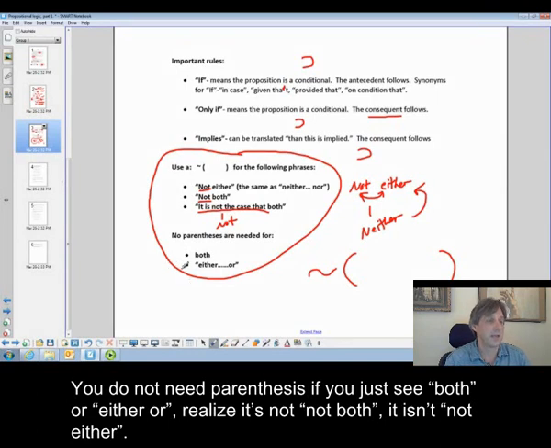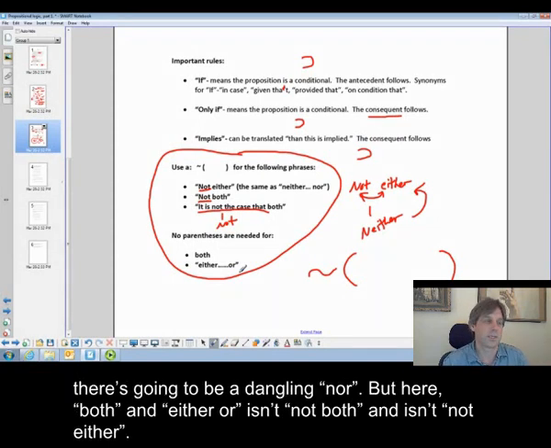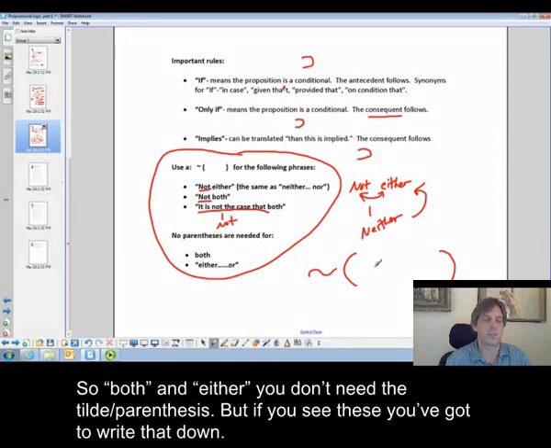It isn't not either. If it's just plain both or just plain either or, and remember with either there's going to be a dangling or, don't worry about that. With neither there's going to be a dangling nor. But here, both and either or isn't not both and isn't not either. So with both or either, you don't need the tilde parentheses. But if you see these, you've got to write that down.